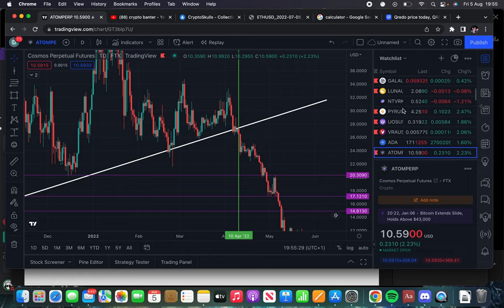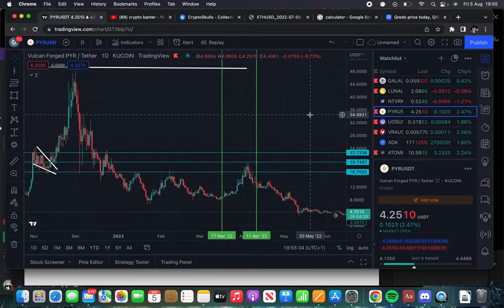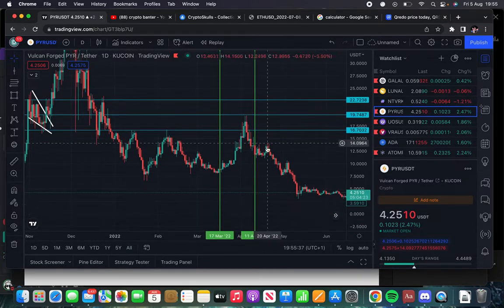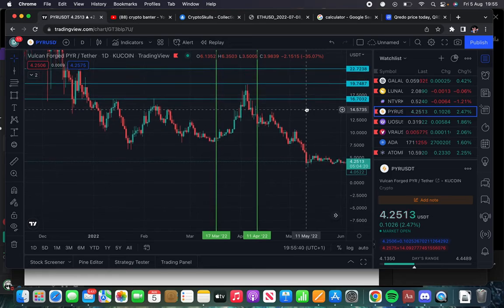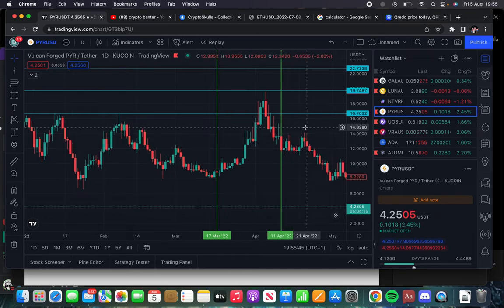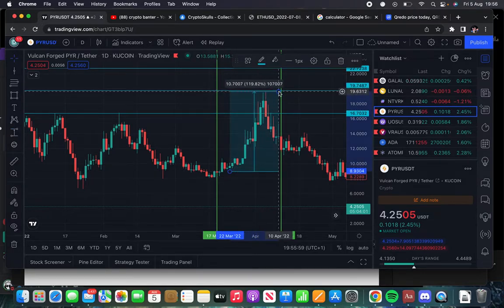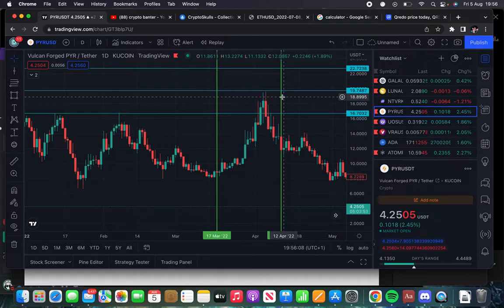Same thing, Vulcan Forged. And gosh, I wish I knew a bit more back then. Because I bought PYR, Vulcan Forge, and this could have been a really good trade. I bought it here around $9, and I saw it go all the way up here. I mean, what kind of game is this? And this again ties into the tip of taking profits. There you go, it goes up around 119%, 120%, in a bear market, and I didn't take profits.